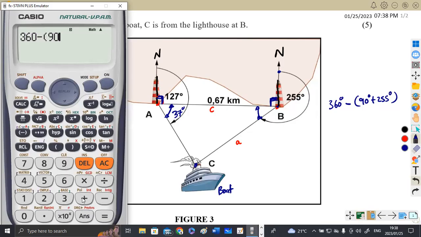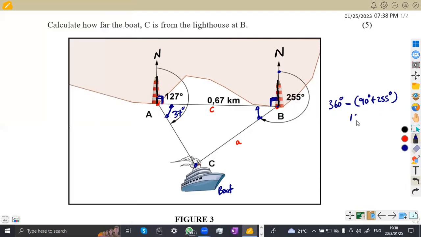So that's 90 plus 255 degrees, which is 345, and 360 minus that gives us 15 degrees. So that's what you're going to have in this case. So we're going to have 15 degrees. Okay, so this part is going to give us 15 degrees.